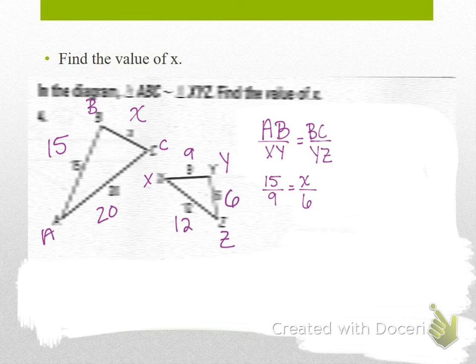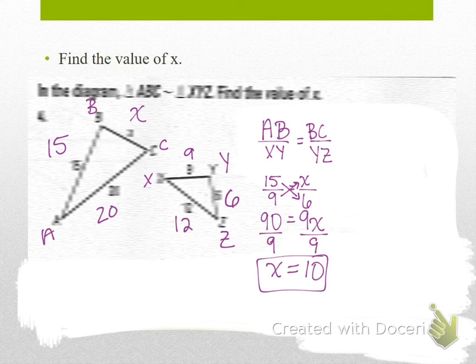Cross multiply. 15 times 6 is 90. And of course, 9 times x is 9x. To solve it, we have to divide. x equals 10. That's all they wanted. Find the value of x. That's what we did. Questions, concerns about that one? Nothing? Warm, fuzzy feelings?